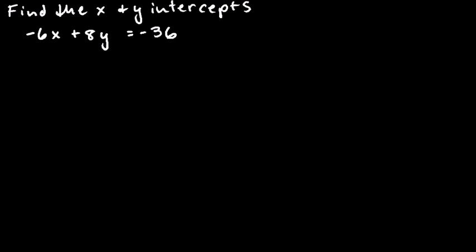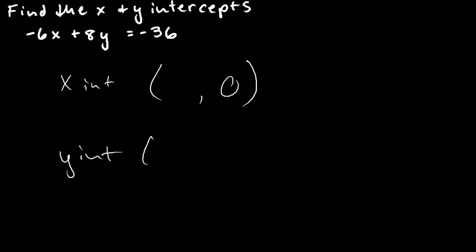Find my x and y intercepts. It's very similar to what we just did on the last problem. So x-intercept, I know my y is going to be 0, and for my y-intercept, my x is going to be 0, so I need to plug in those values. So if I plug in 0 for y, I get negative 6x equals negative 36. So x is going to be 6.